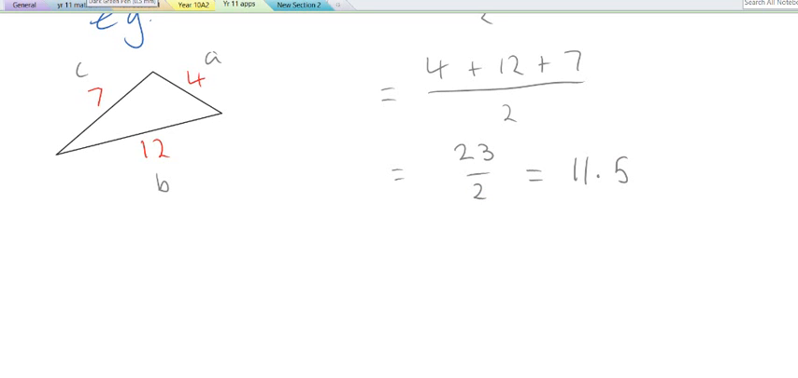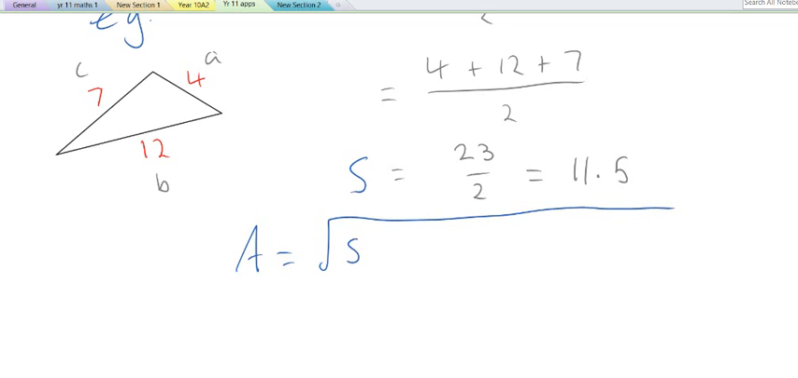Alright, Nikki, what's up next now we found S? You have to do the area equals and the square root. Good. Area equals square root S bracket S take A, S take B.